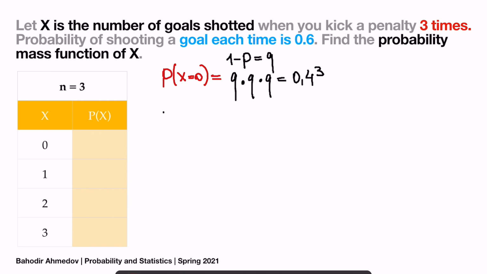At the same time, the probability that x is equal to 1 covers all the cases when you make 1 goal out of 3, right? And it is possible to do this in 3 different scenarios. So for example, you make a goal out of the first penalty, and then twice in a row you get a failure, so no goal. Exactly this scenario: goal, no goal, no goal. Or the total number of goals equal to 1 can be obtained using a different scenario.